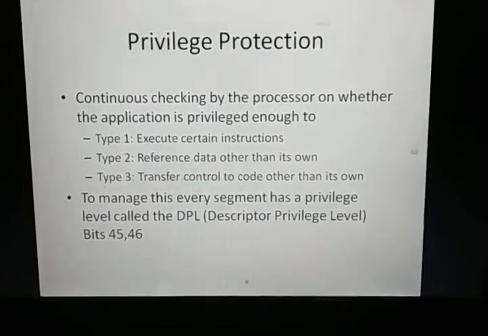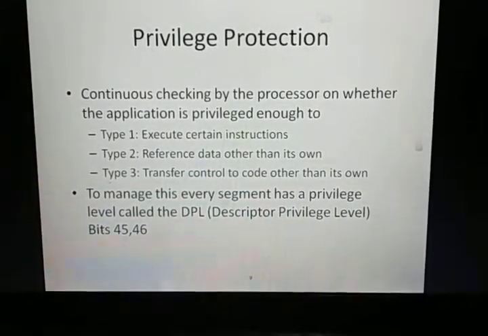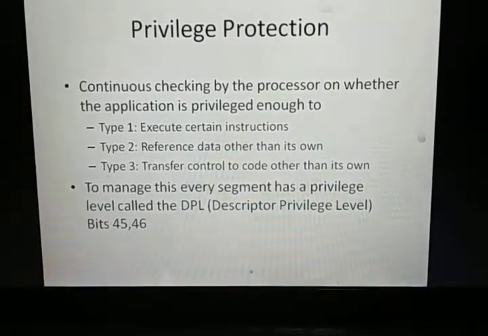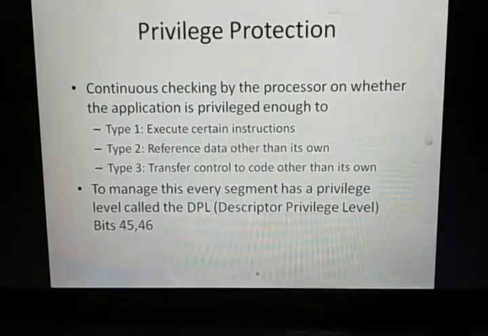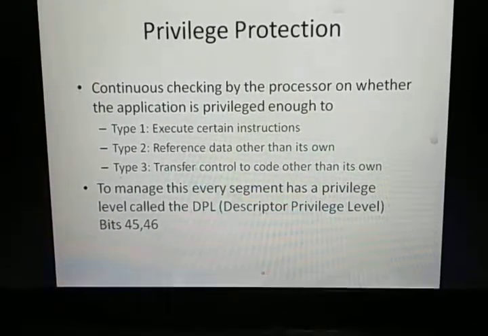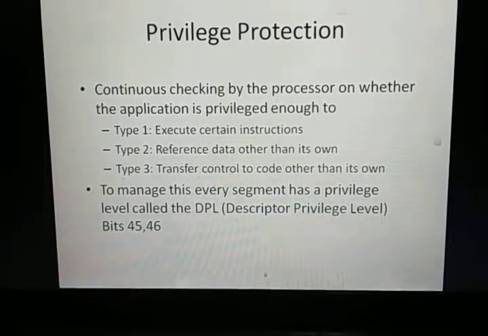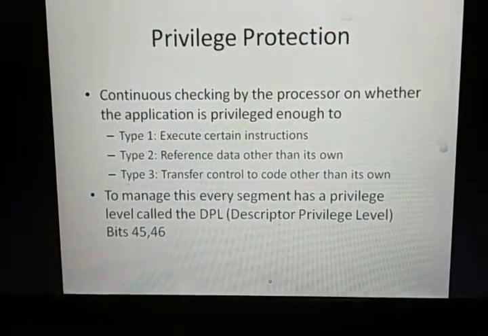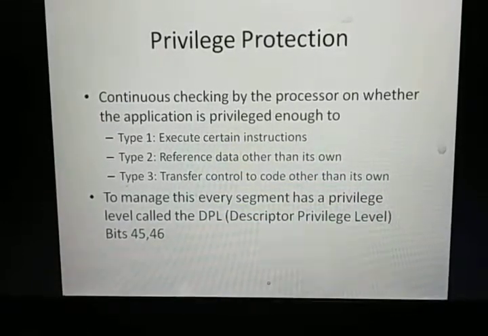Privilege protection is continuous checking by the processor on whether the application is privileged enough to: type 1, execute certain instructions; type 2, reference data other than its own; and type 3, transfer control to code other than its own. So basically the processor continuously checks the privilege label. If we want to access some data from the system, the processor checks by privilege checking whether we can access that data or not.